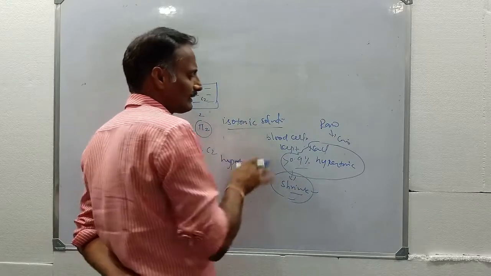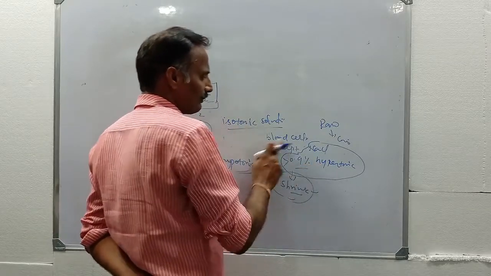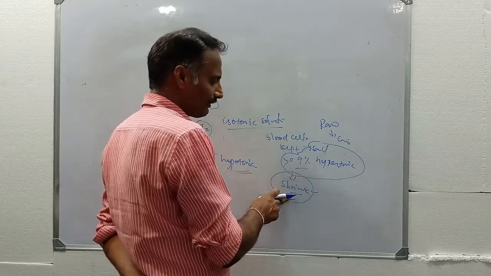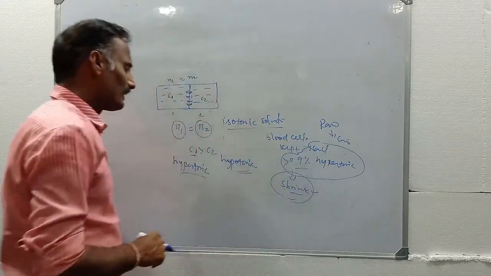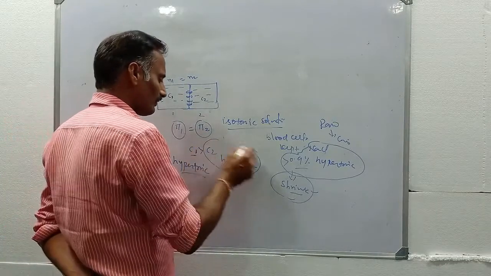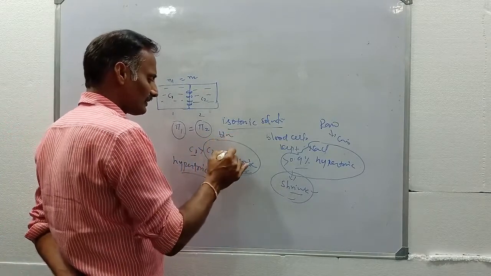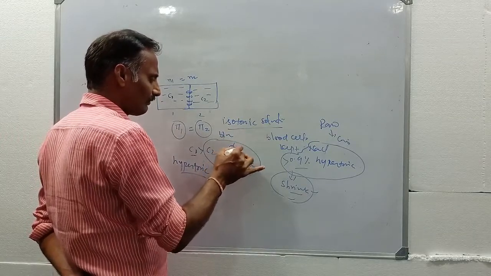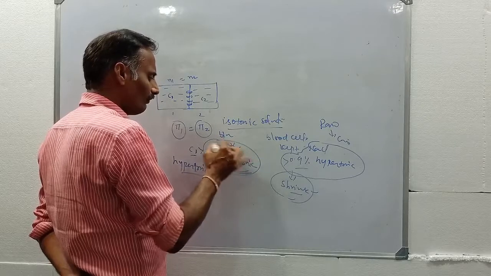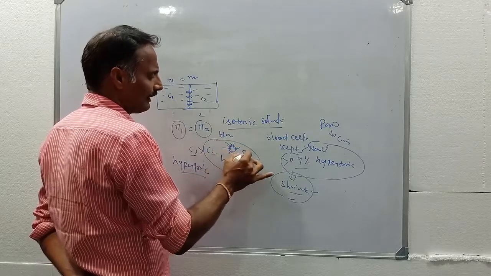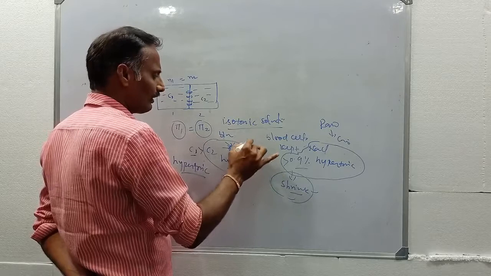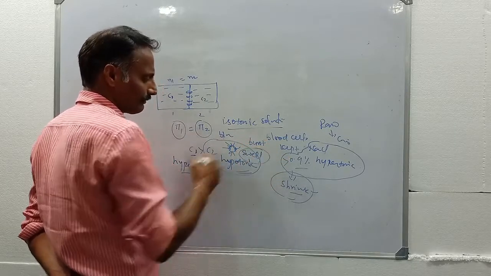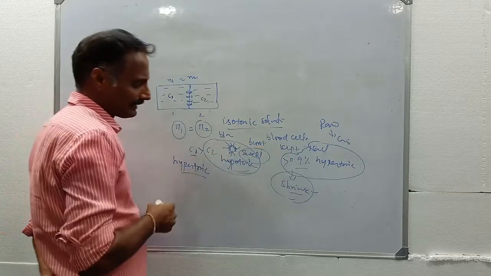That's why when blood cells are kept in a hypertonic solution, they shrink due to loss of water from the cells. When blood cells are kept in a hypotonic solution, water will flow into the cells. When water flows into the cell, they will swell and also burst. The blood cells will burst due to swelling. This type of question is asked in examinations.